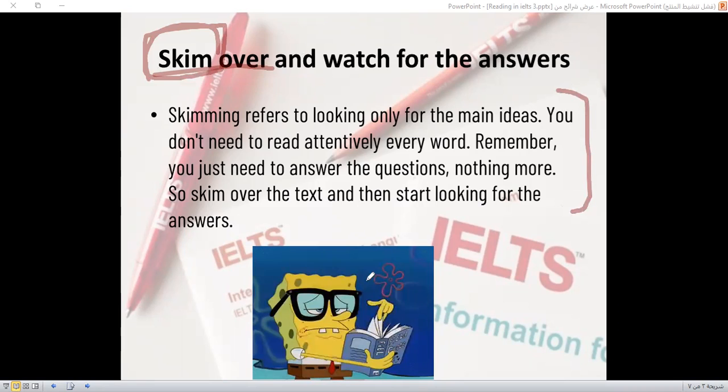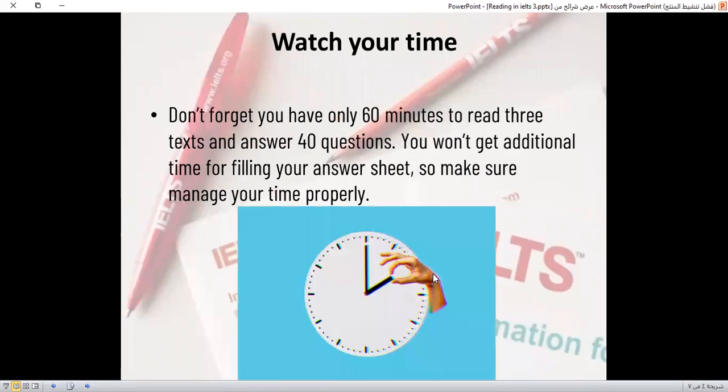Can you see this SpongeBob? What is he doing? He's just skimming through the paper, finding only what? The details? The main ideas. Yes, thank you both of you, Farah and Rahaf. We're searching only for the main ideas. Why do I need the main idea? Because most of the IELTS questions in the reading search for the main ideas. Okay? Let's see the next tip that we have.